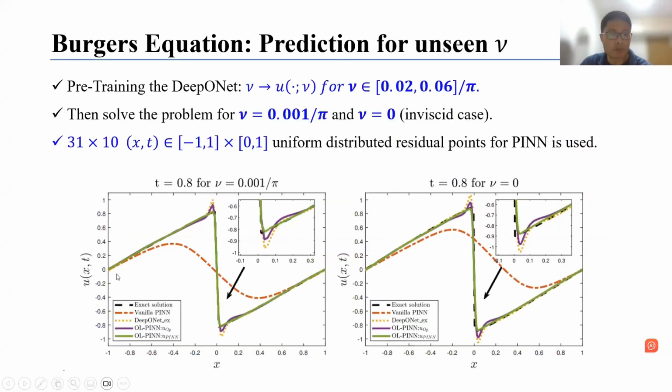Here we don't use the bottom. Zhiping, how many points do you use? I think you use very few, 6 points. How many points do you use for pins? For pins, here it's like 31 plus. Oh, 31 points in space. So from -1 to 1, it's about 30, and 10 is for time.